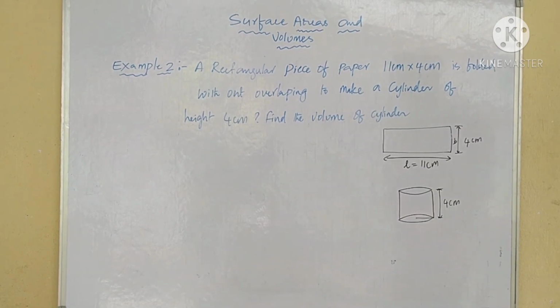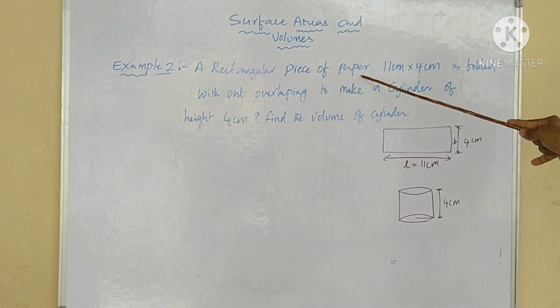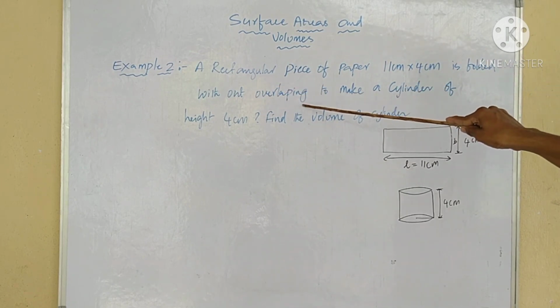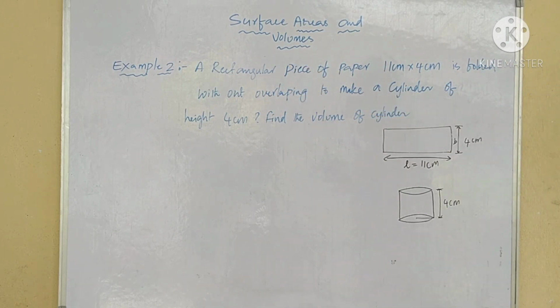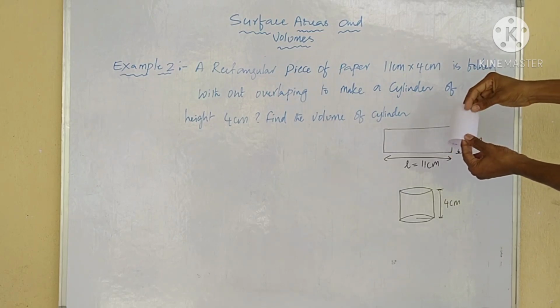Okay, my dear students, this is our second example. A rectangular piece of paper, with dimensions 11 centimeters and 4 centimeters, is folded without overlapping. Without overlapping means we have to fold like this. So this is called overlapping, and this is without overlapping.